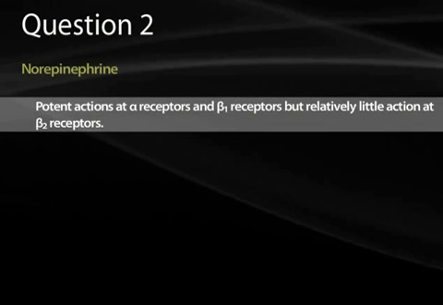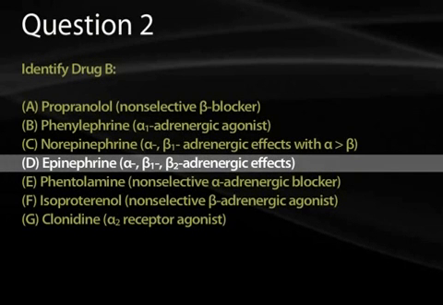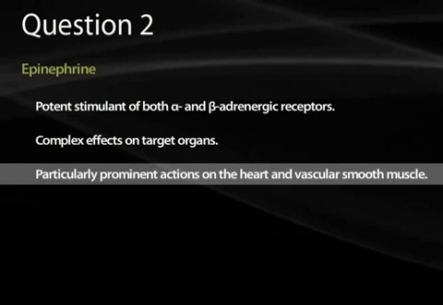Remember, potent activity at alpha receptors and beta 1 receptors, but very little activity at beta 2 receptors. Drug B is epinephrine. And drug B affects alpha, beta 1, and beta 2 all relatively strongly. It affects beta 1 most strongly, and it has prominent actions on the heart and the vascular smooth muscle.